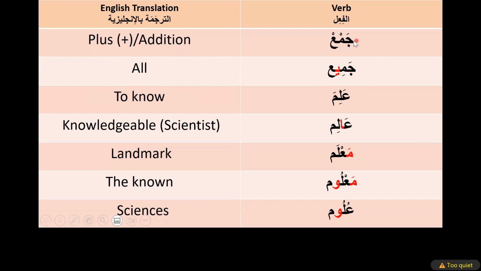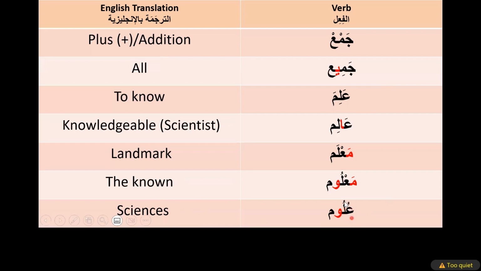Okay, this is with reference to the first one, jama'a. Let's focus on the second verb, ilm. 'Alima is to know. 'Alim is the knowledgeable, the knower, the person who knows. And as I said, it happens to be the scientist. Ma'lam is a landmark. Ma'loom is the known, the thing that is being known by someone, and is always passive voice. Our object here is passive voice. 'Ulum, sciences or science, from knowledge.